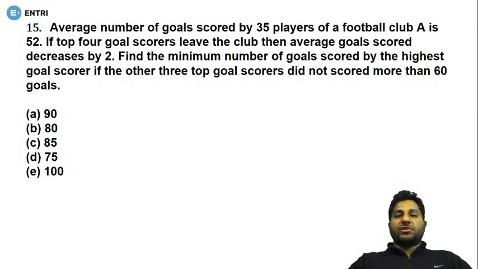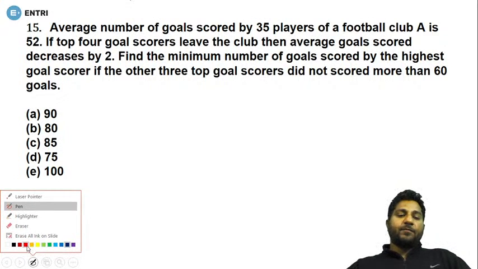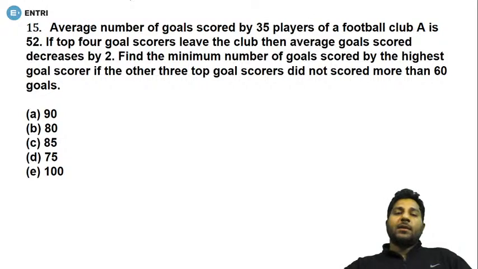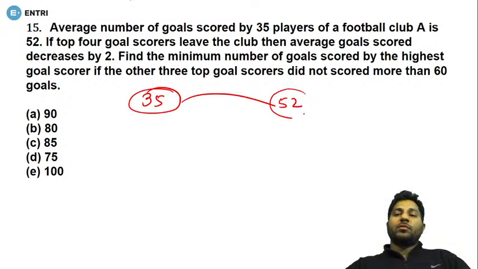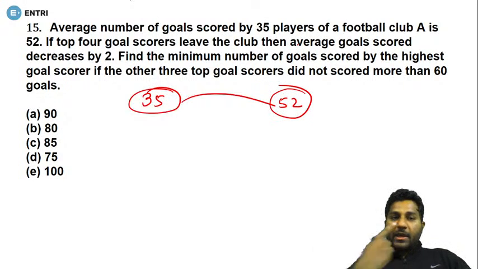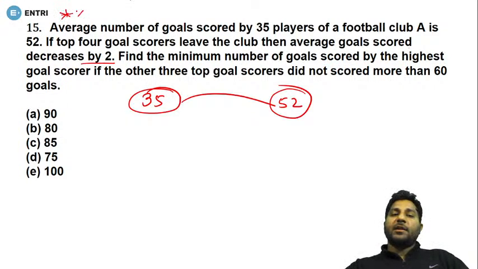Okay, the next question. The average number of goals scored by 35 players of football club A is 52. Okay, if the top 4 goal scorers leave the club, then the average goals scored decreases by 2. So let's find the minimum number of goals scored by the highest goal scorer. It is a really good question. How are you going to solve this one?